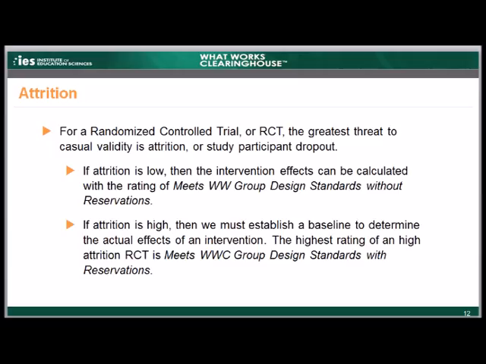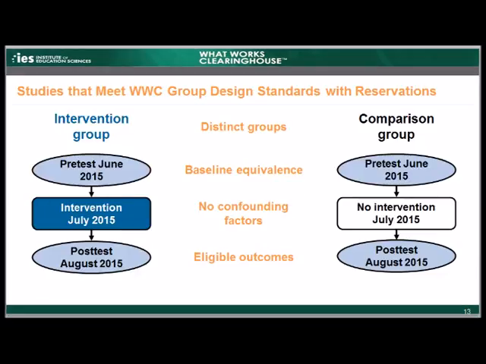Well, you can tell that attrition is an important consideration because it determines whether an RCT can receive the highest rating or not. However, other dimensions of study design and analysis are also important. We would like to illustrate these other dimensions using a quasi-experimental study as an example. The context for this example is a summer bridge program and how well it helps students place into college-level coursework.